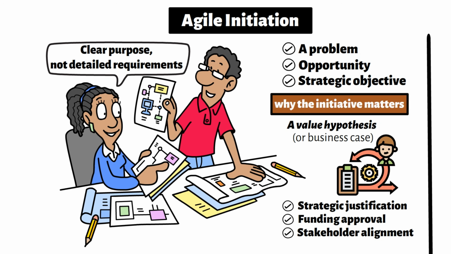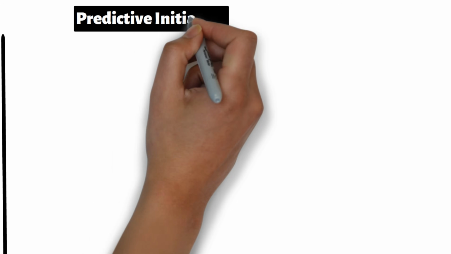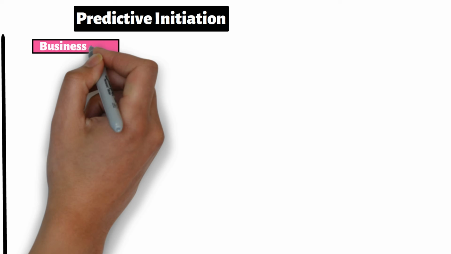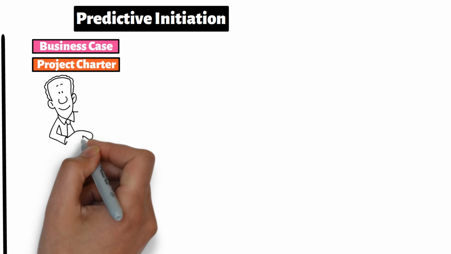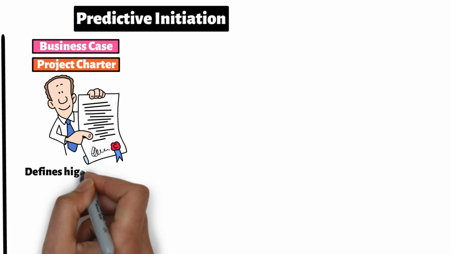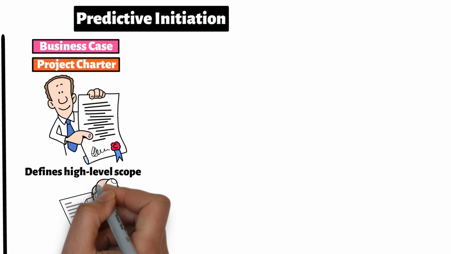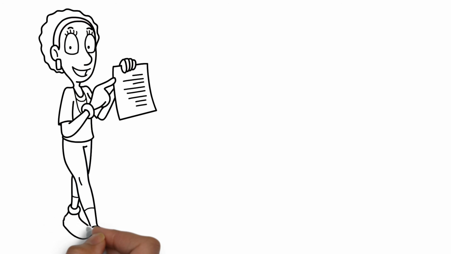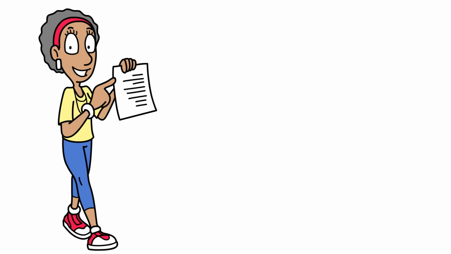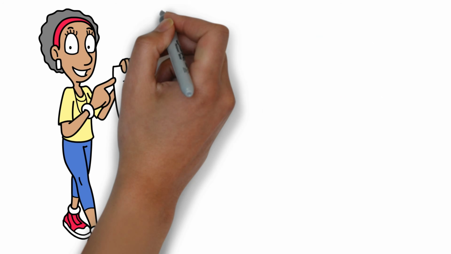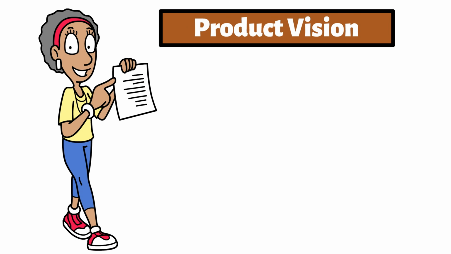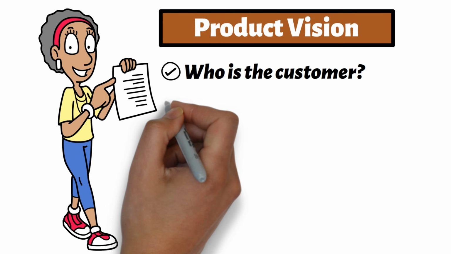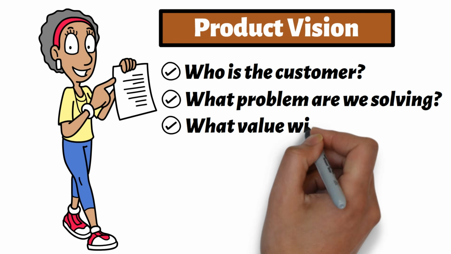In comparison, in a predictive environment, initiation often includes a formal business case and a project charter. The charter assigns authority to the project manager, defines high-level scope, and formally authorizes the project. In Agile, you may still see a lightweight charter or initiation document. However, the focus is less on locking scope and more on defining the product vision. The product vision answers who is the customer, what problem are we solving, what value will this deliver.